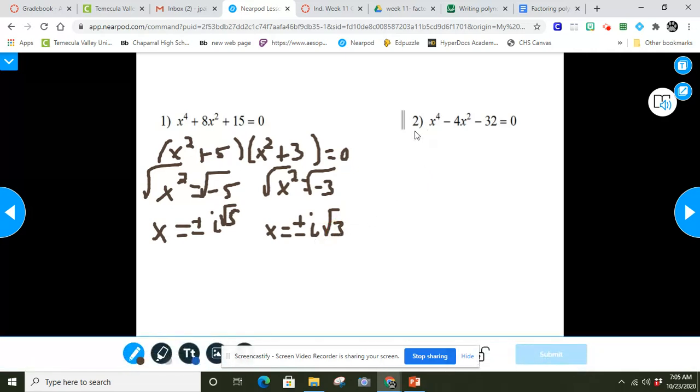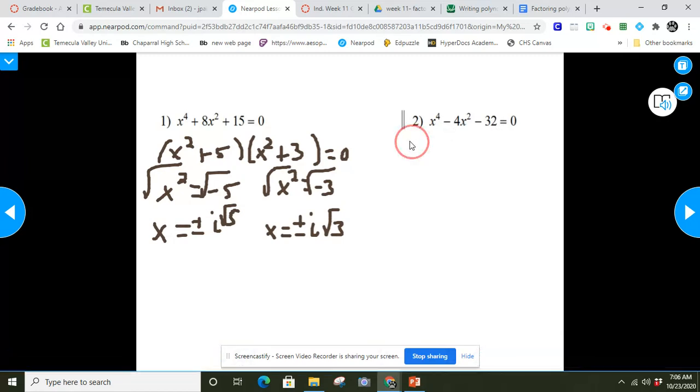All right, one more example here. Number 2, we've got x to the 4th minus 4x squared minus 32. So on this one, yes, the quadratic pattern works. It's even, that's half. What multiplies up to negative 32 and adds up to negative 4? That'll be negative 8 and 4.